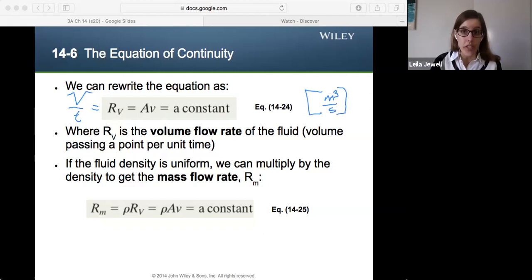Now, if the fluid density is uniform, we can multiply by the density to get the mass flow rate, where we have density times the volume flow rate. So if we add in density, we know density is kilograms per meters cubed, so this gives us a mass flow rate, the units of the cubic meters will cancel, and we'll just have kilograms per second. In other words, the mass flow rate is looking at the mass per unit time. So those are some other handy calculations there.